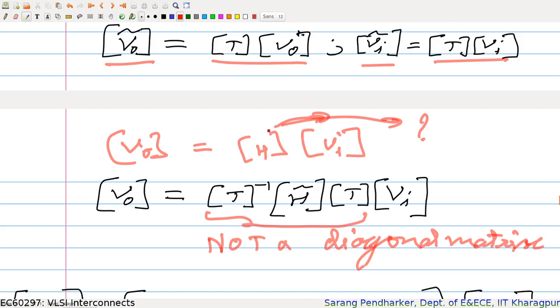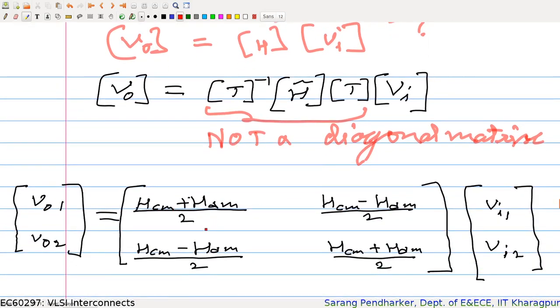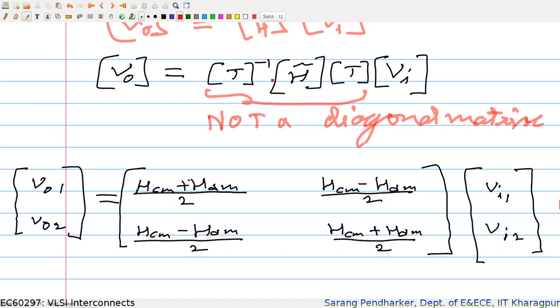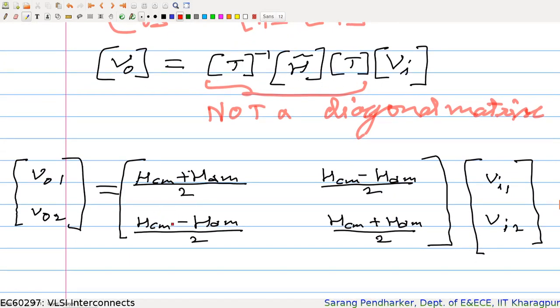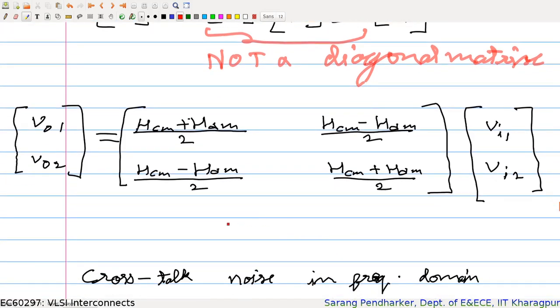So I would again strongly recommend you to please pause the video and derive this on your own. Here I am giving you the answer straight away. If you do these operations, finally you will get something like this. Now if I'm interested in crosstalk, what I'm actually looking at? So basically, what is crosstalk? So what is my crosstalk?